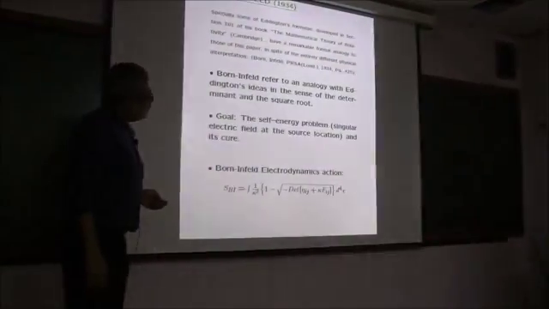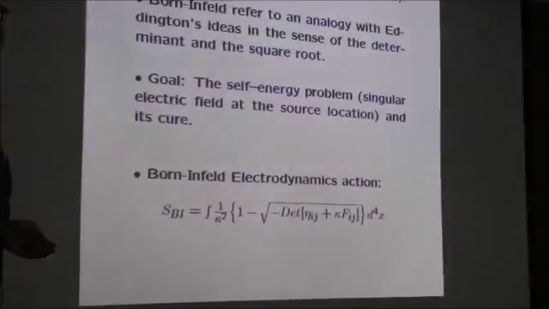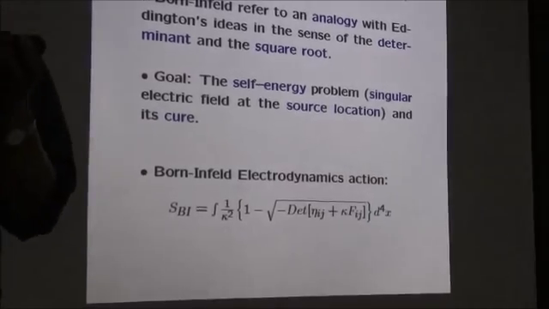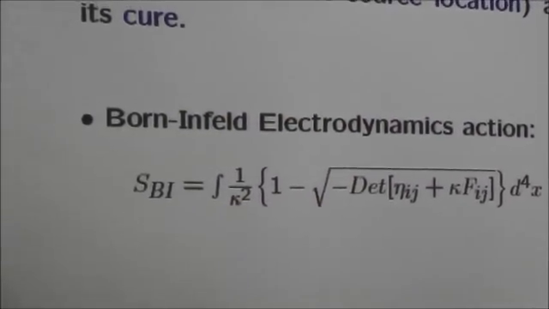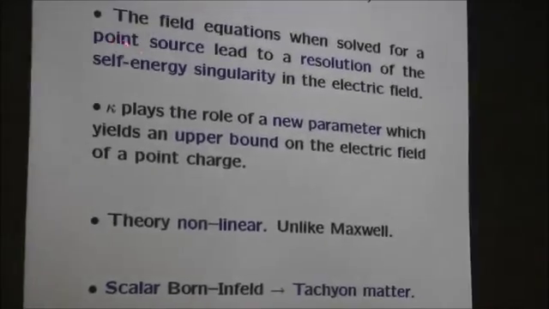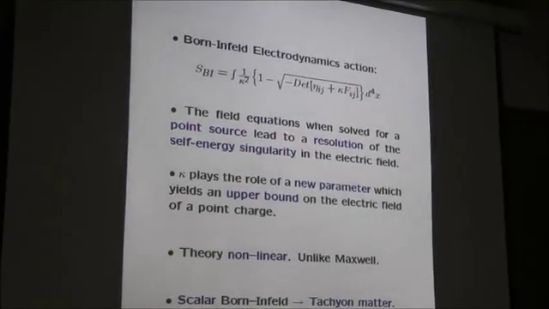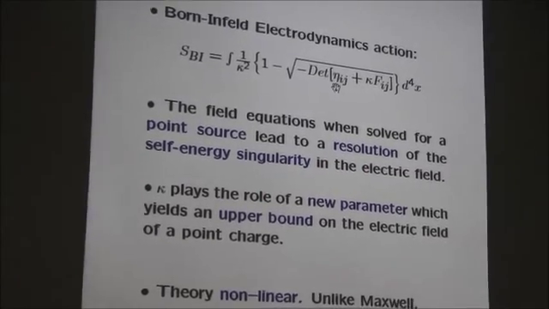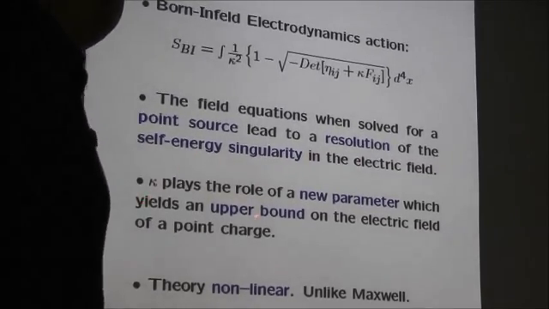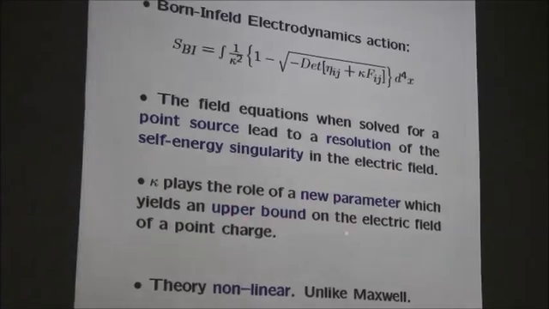Correct. So that same kind of constant also appears in Born-Infeld. If you look at Born-Infeld, you will find that electrodynamics has only one constant, C, but now Born-Infeld has two constants, C and a new constant, b. And that is what I refer to as kappa. So this is your Born-Infeld electrodynamics action, and the field equations when solved for a point source lead to a resolution of the self-energy singularity in the electric field. That is well-known stuff. Kappa plays the role of a new parameter which yields an upper bound on the electric field of a point charge.